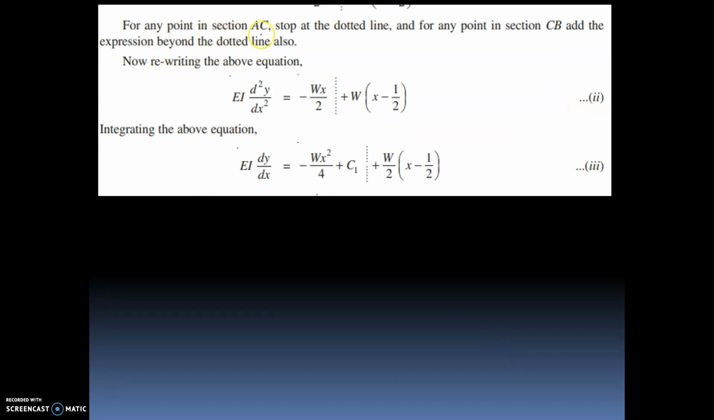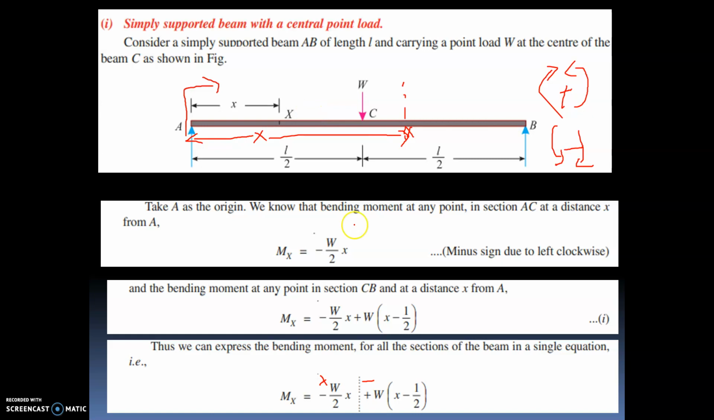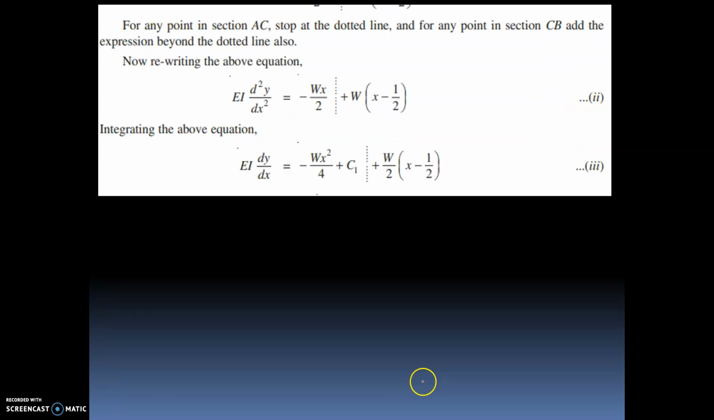For any point in the section AC, stop at the dotted line. For any point in the section CB, add the expression beyond the dotted line also. So this is first considering the section at one point, and this is the section at the other point, so you have to combine this here. So now Mx is equal to this equation: Mx is equal to w by 2 x plus w into x minus L by 2.